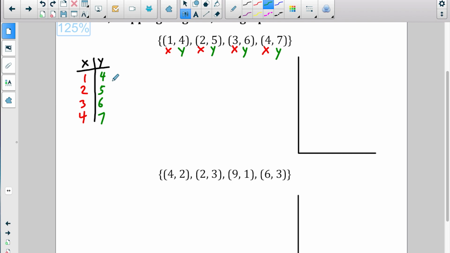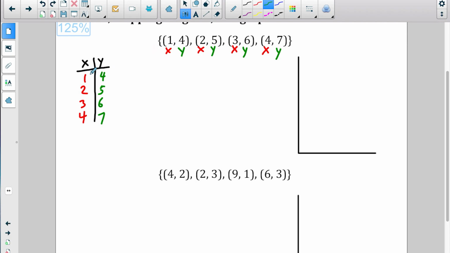So a question that I get asked often is, how do I know what order to put my values in? And usually what I tell my students is your x values will always go from least to greatest. That's the way it's going to look on your graphing calculator and most data that you're going to look at.